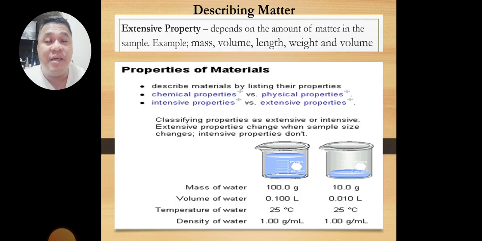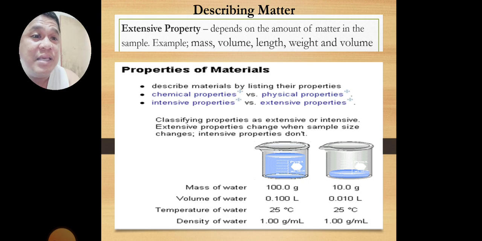So let's go back to another example. As you can see, 100 grams of water compared to 10 grams of water is extensive, but when it comes to temperature, no matter how big or small, 100 grams of water at 25 degrees Celsius has the same temperature as 10 grams of water, which is 25 degrees Celsius. So the temperature of water is an intensive property because it does not matter how big or small the sample is, and also with density.